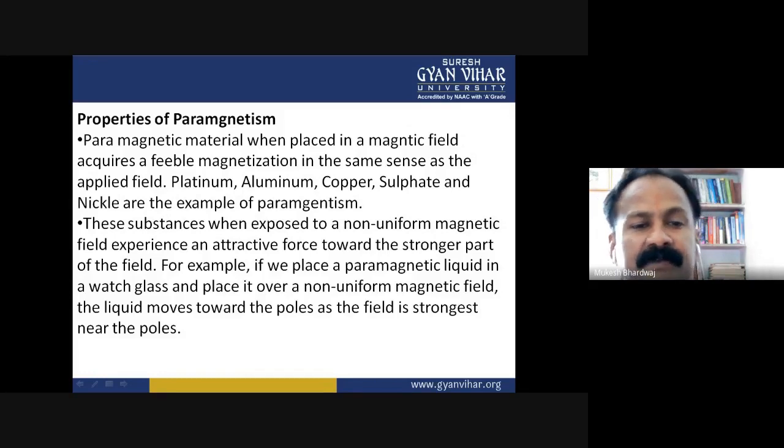These substances, when exposed to a non-uniform magnetic field, experience an attractive force towards the stronger part of the field. For example, if we place some paramagnetic liquid in a watch glass over a non-uniform magnetic field, the liquid moves towards the poles as the field is strongest near the poles. Paramagnetism is entirely opposite to diamagnetism.